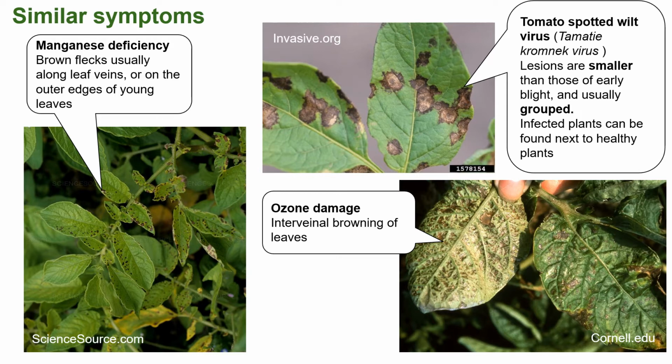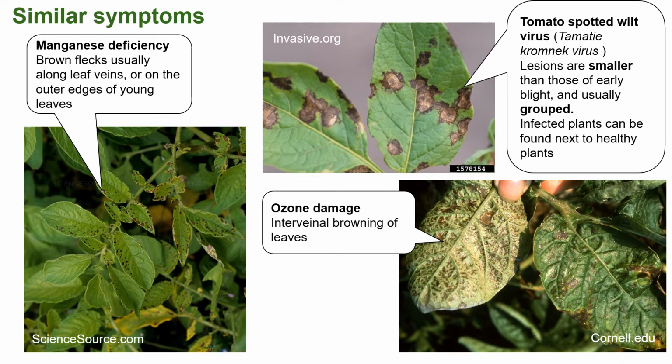Just to point out to you, there are other symptoms that appear very similar to either or both early blight and brown spot. The first is a manganese deficiency. In this case, brown flecks are seen, and they're normally observed along the leaf veins or on the outer edges of young leaves. So one would have a look at the pattern of how the lesions are distributed on the leaves to make some sort of a diagnosis as to whether it's manganese or brown spot.